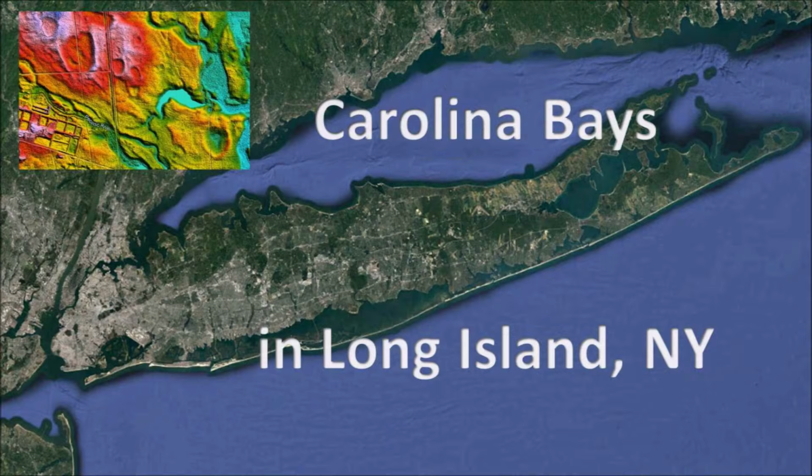There are some Carolina Bays in Long Island, New York, but they are not very big. However, these bays are very important because they can be used to determine the approximate time of emplacement of the Carolina Bays. Long Island was created by accumulations of rock debris called moraines deposited by retreating glaciers during the Ice Age.